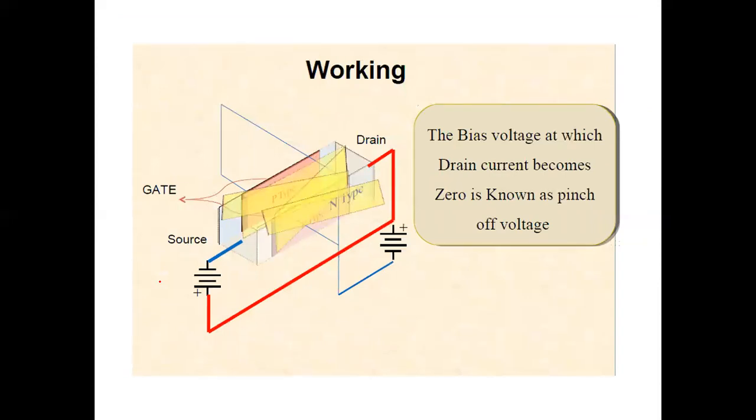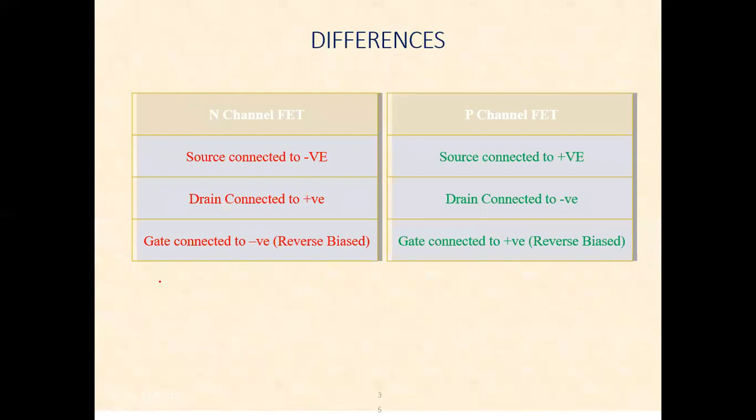Let us see one by one. This is the difference between N channel and P channel. In N channel, the source is connected to the negative, the drain to the positive, and the gate to the negative. In P channel, the source is connected to the positive, the drain to the negative, and the gate to the positive. So in N channel the gate bias will always be negative, because only then will it oppose the current. So the gate is always reverse biased.